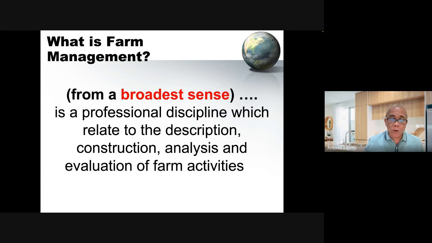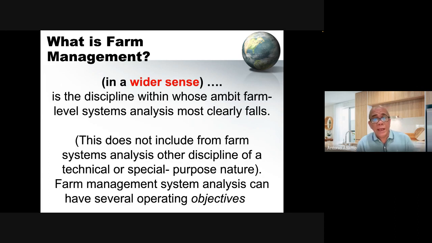Okay, so take a note: description, construction, and analysis and evaluation of farm activities. That is the total scope of when we talk about agricultural production management or farm management. In a wider sense, it is the discipline within the ambit of farm level systems analysis most clearly falls in this particular system.